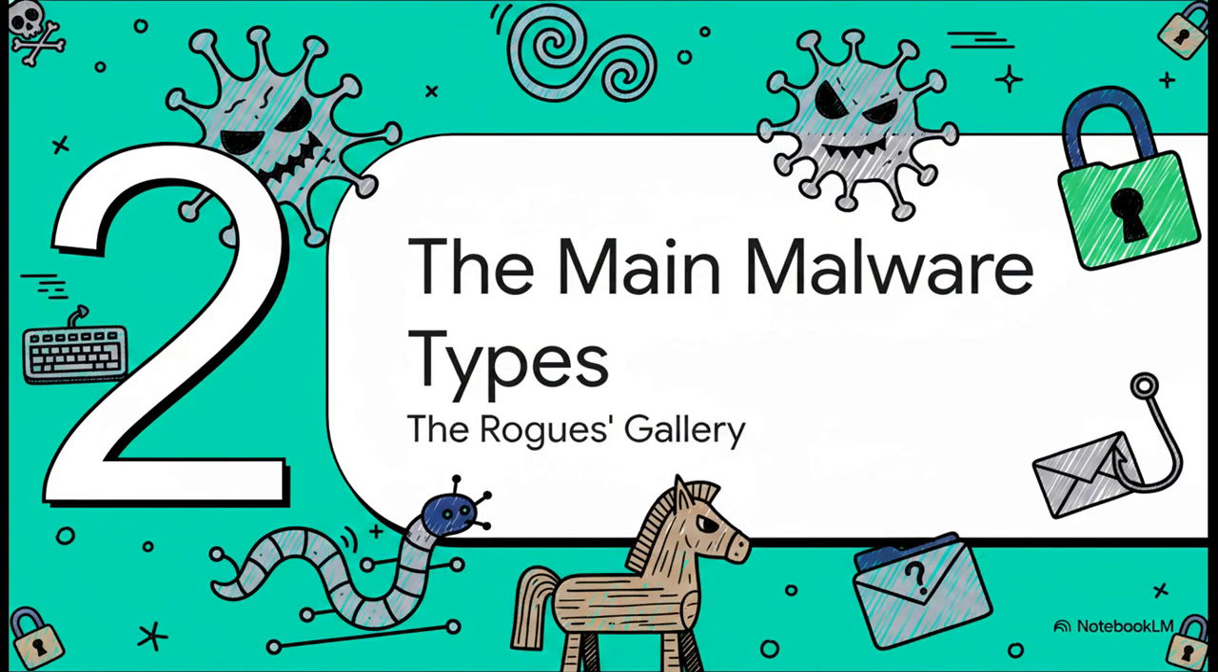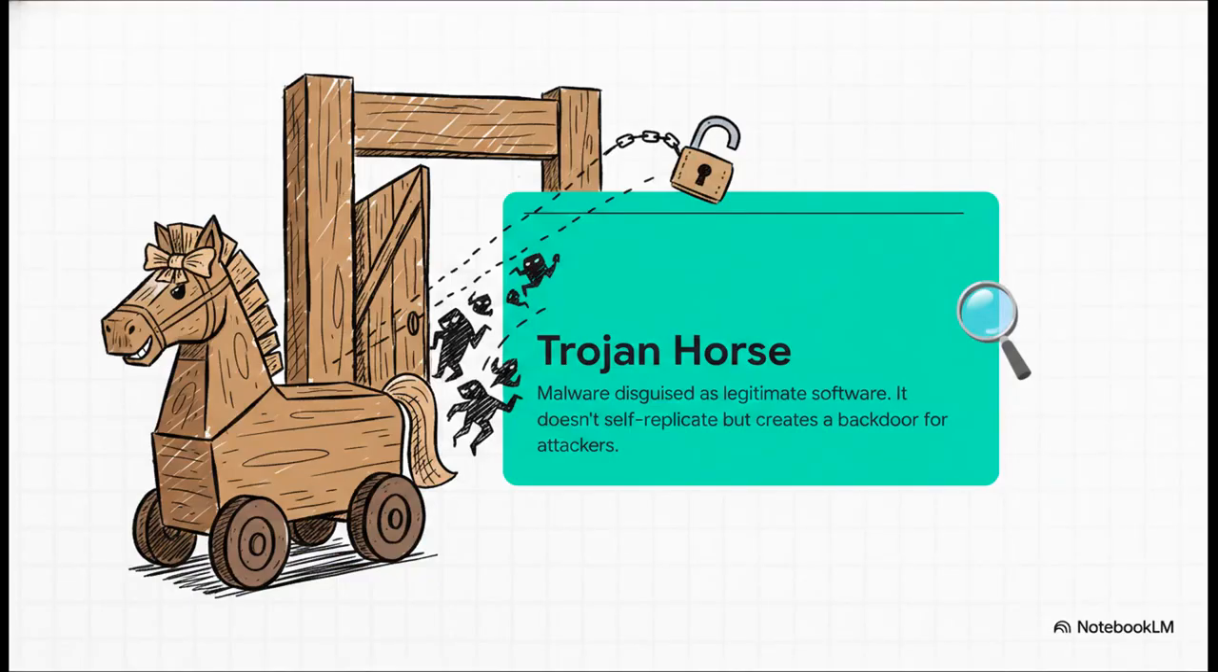All right, so now that we know what malware is, let's meet the cast of characters. Think of this as the rogues gallery, the main types you absolutely have to recognize for your test. And first up, we have the classic Trojan horse. And it works exactly like the old Greek story. It pretends to be something useful, a free game or a helpful tool. You willingly let it into your system and bam, it opens up a secret backdoor for the bad guys to sneak right in. It doesn't spread by itself. It tricks you into inviting it in.